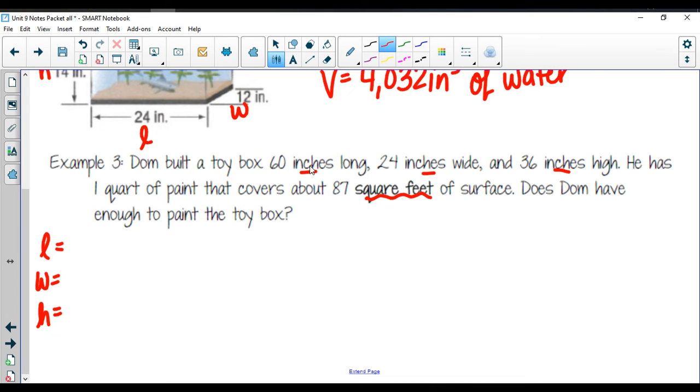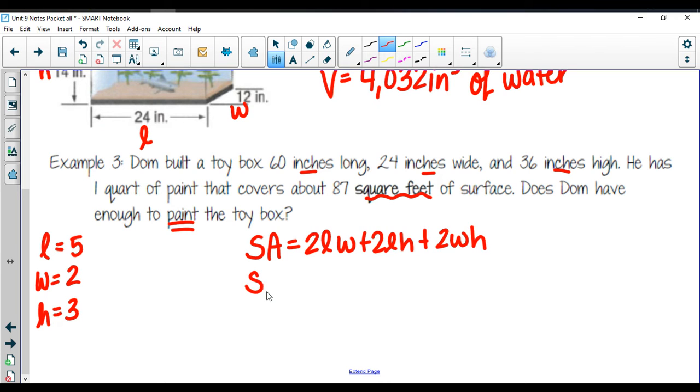If I were to change this into feet, I would do 60 divided by 12, and that's going to give me 5 feet. If I do 24 inches divided by 12, that's going to give me 2. If I do 36 divided by 12, that's going to give me 3. Dom is painting the toy box, which means I'm covering the surface of it. So we're talking about surface area. My formula is 2LW plus 2LH plus 2WH. For my surface area, I'm going to plug in 2 times 5 times 2 plus 2 times 5 times 3 plus 2 times 2 times 3.